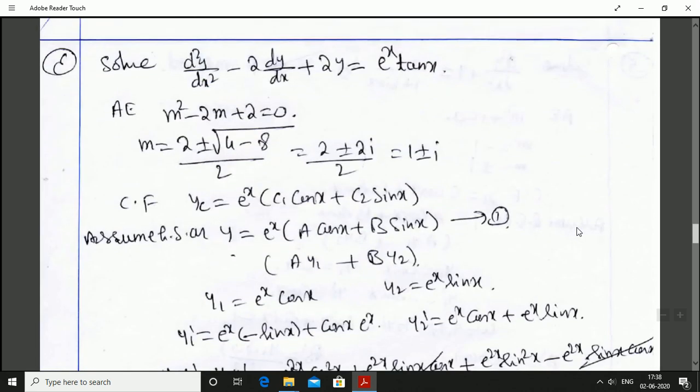We'll see one more problem. Solve d square y by dx square minus 2 dy by dx plus 2y is equal to e power x into tan x.